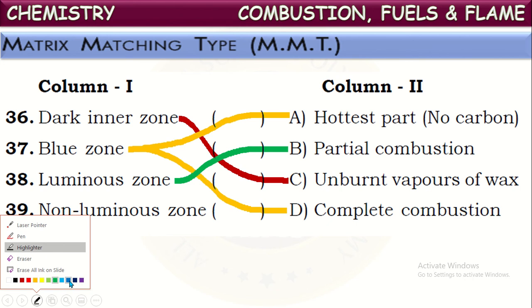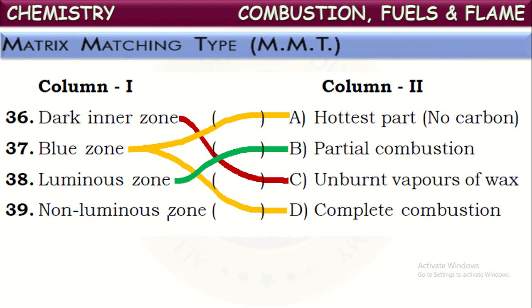Next, non-luminous zone. The outermost zone of the flame is non-luminous, where the vapors of wax are burnt with blue color. So that is said to be the outermost zone, and that outermost zone is the hottest part of the flame, and it has complete combustion of the vapors of the wax. Okay, this is the matching.